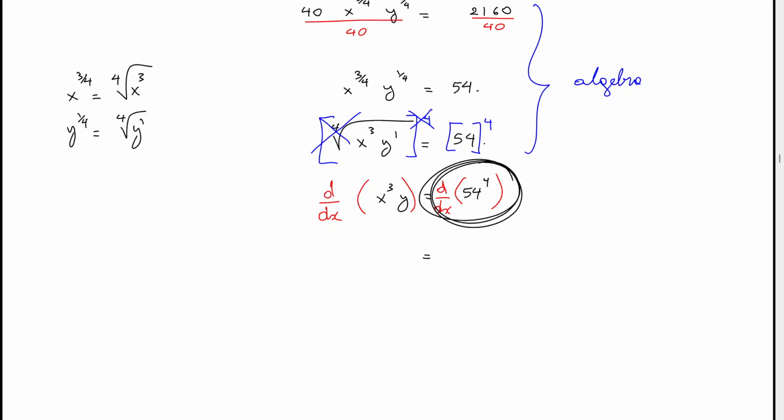This is just a constant. Its derivative is going to be 0. So that's why I didn't care to find out what 54 times 54 times 54 times 54 is, really. Like, it doesn't really matter to me because its derivative will be 0 anyway.